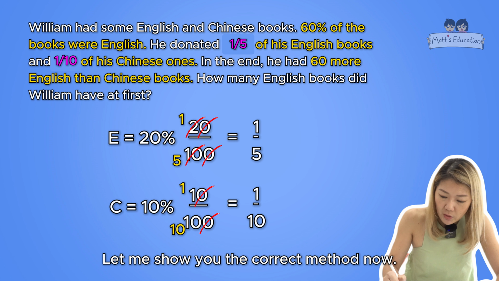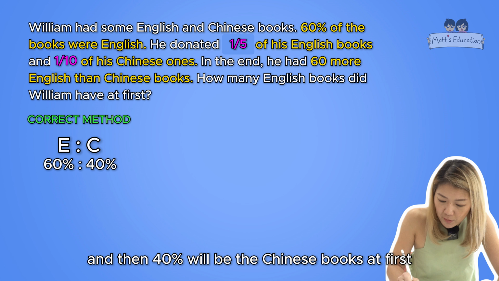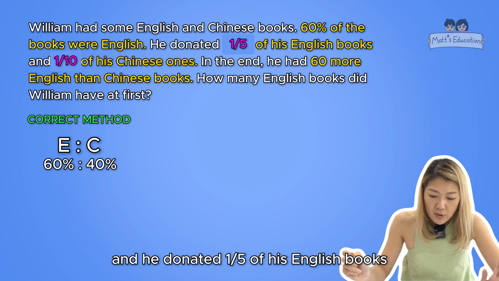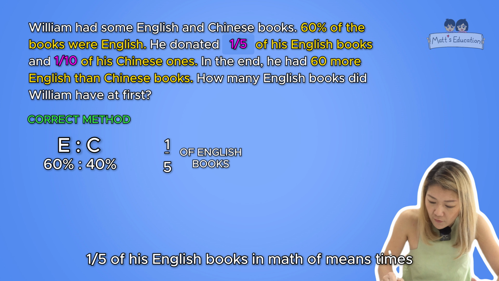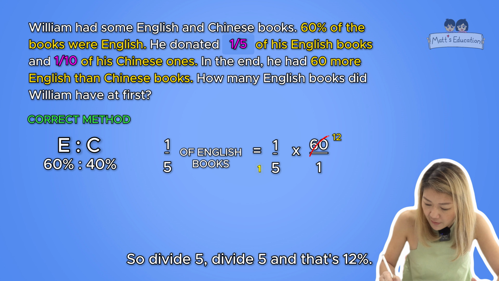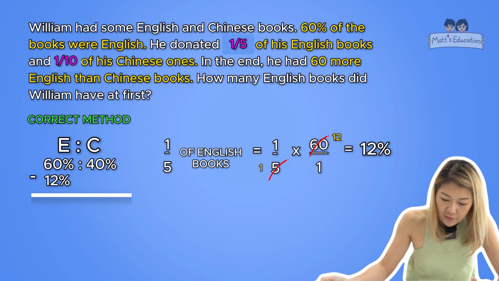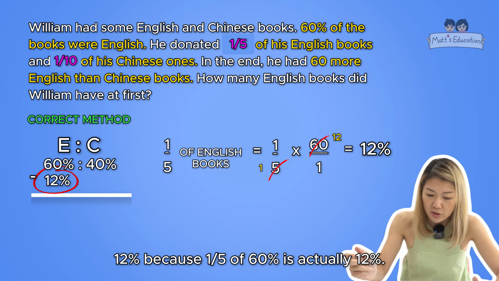Let me show you the correct method now. So 60% is still the English books at first, and then 40% will be the Chinese books at first. And he donated 1/5 of his English books. In math, of means times. So 1/5 of the English will mean 1/5 times 60%. So divide by 5, divide by 5, and that's 12%. So you will subtract 12% instead of the 20% just now. The correct percentage to actually subtract will be 12% because 1/5 of 60% is actually 12%.